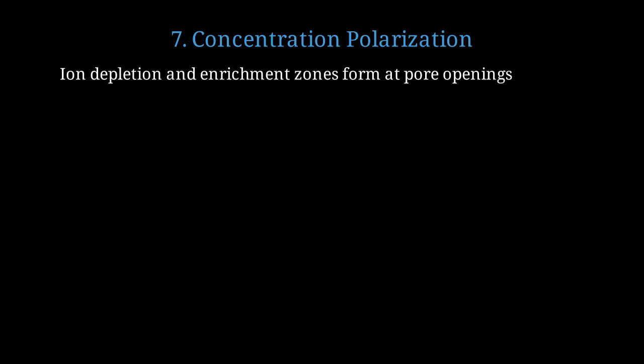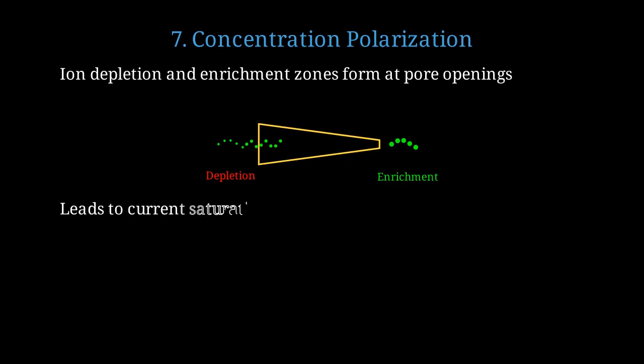One of the most important nonlinear effects is concentration polarization at the pore entrance. When current flows, ion depletion zones form on one side and enrichment zones on the other, dramatically affecting resistance. The depletion zone has lower ion concentration, increasing local resistance, while the enrichment zone has higher concentration, creating asymmetric resistance. This concentration polarization can lead to current saturation at high voltages, where further voltage increase doesn't proportionally increase current.